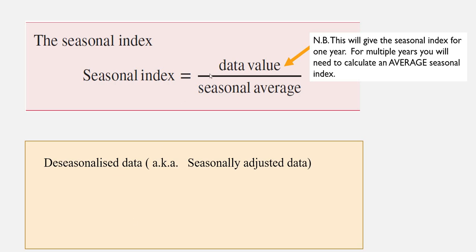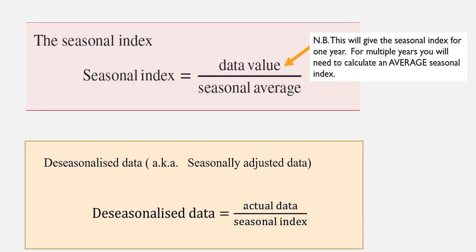Now to calculate our seasonal index, we divide our original data value by the seasonal or yearly average. Please note that this is going to give a seasonal index for 1 year or one cycle period that we're looking at. For multiple years, you need to calculate an average seasonal index to get your seasonal index that you're going to use. This is now used to deseasonalize the data, which is also known as our seasonally adjusted data. So to do this, we have our actual data that we started with, and we're going to divide it by the seasonal index that we have just calculated.